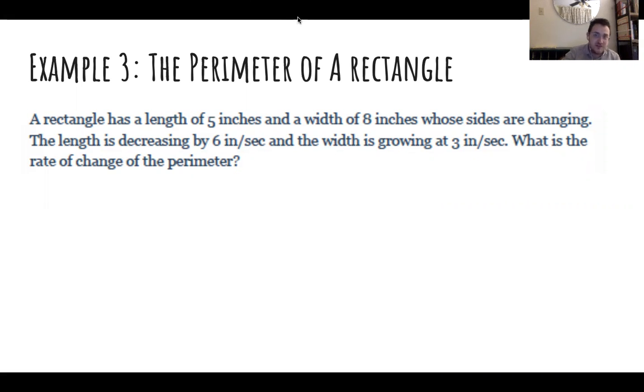So I like to read through the problem. A run-of-the-mill geometry student could read this as length and this as width. When it says decreasing by 6 inches per second, that is the length, so I would say dL/dt is -6. Be sure that you are putting the signs. And then growing at 3 is the width, so dW/dt is a positive 3. We'll put the units in at the end.